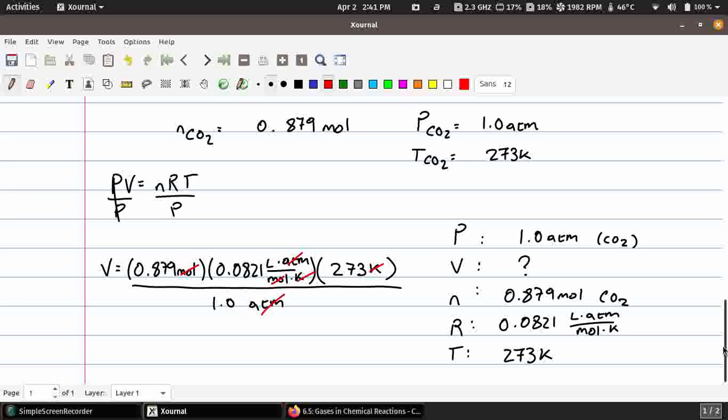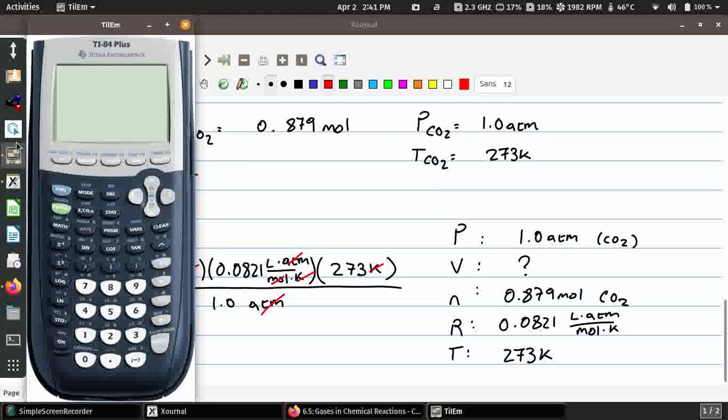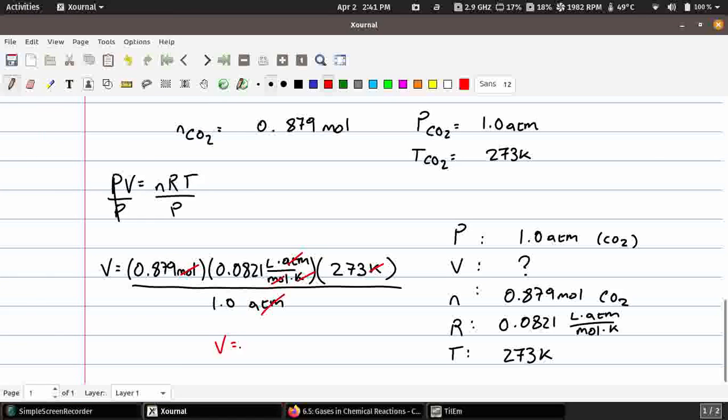So let's plug this into the calculator and see what we get. So you have, bad form, let's do parentheses, 0.879 times 0.0821 times 273. And then if you divide it by 1, that's going to mean that your volume is 19.7 liters.